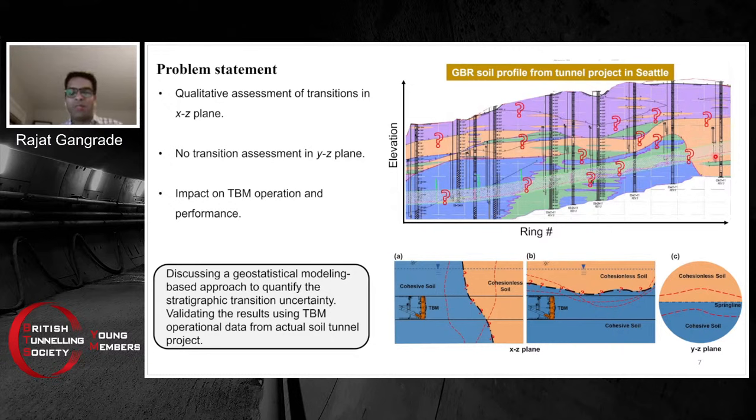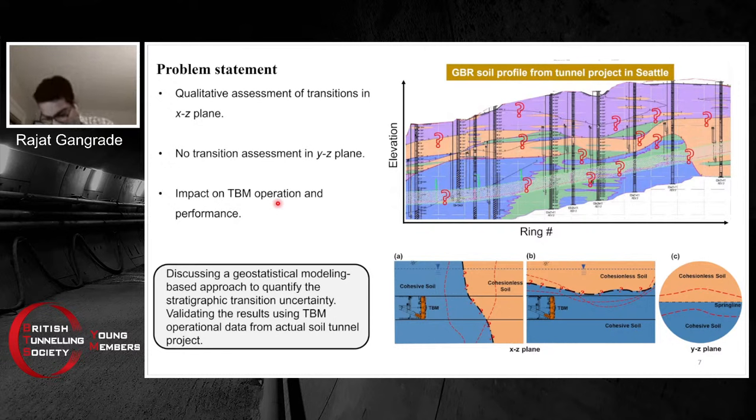But what about the tunnel face, which is going into the page? And why is it in the YZ plane, something looking like what is shown over here in figure C? There is no quantification of that in the current practice, and obviously it has a huge impact on TBM operation and performance.